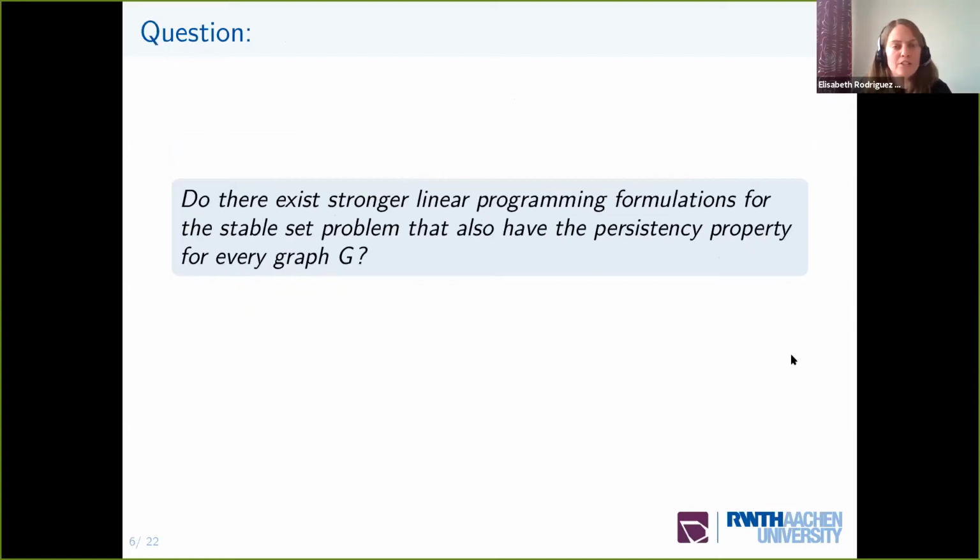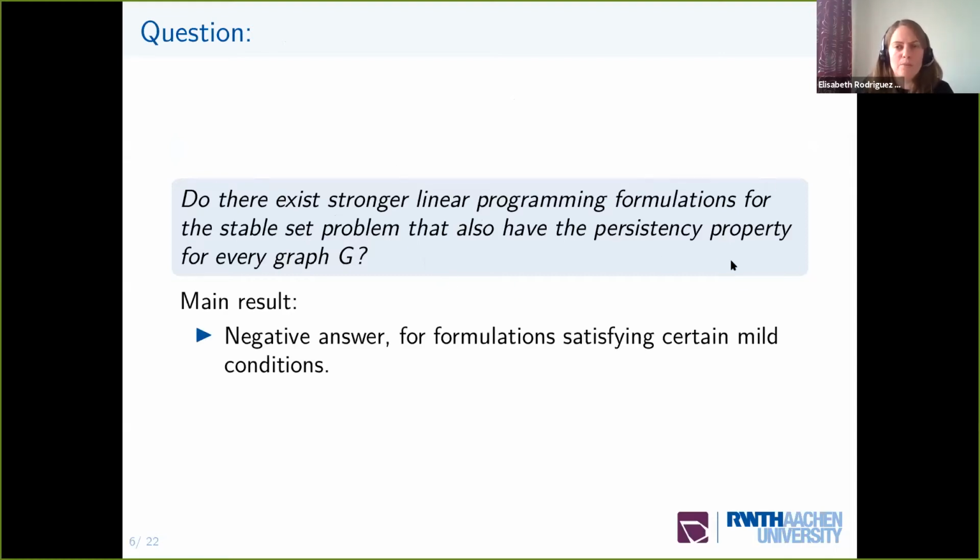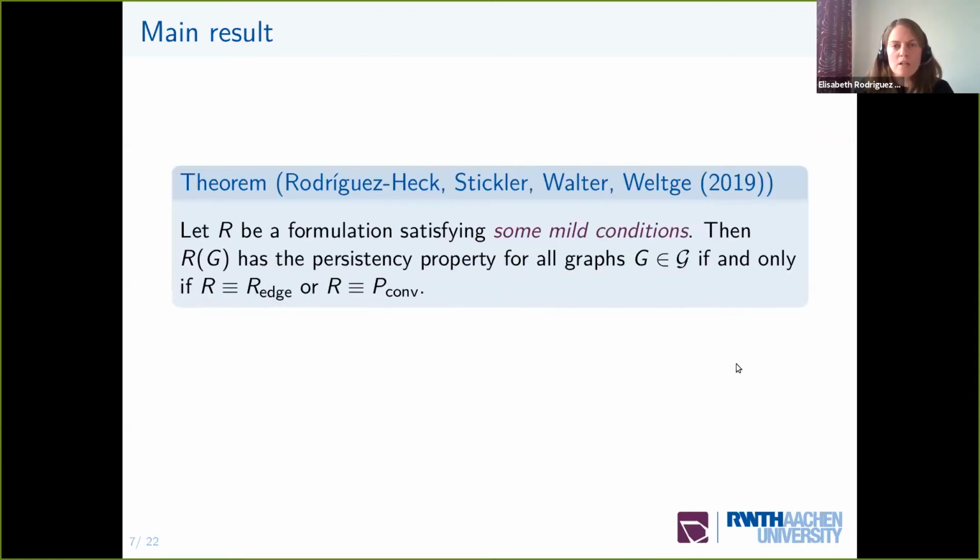So it is only natural to ask whether there exist other linear programming formulations for the stable set problem, which also have the persistency property for every graph G. So this is the main question that motivated our research. And in our paper, we provide a negative answer for this question for formulations satisfying certain mild conditions. So more precisely, this is our main theorem.